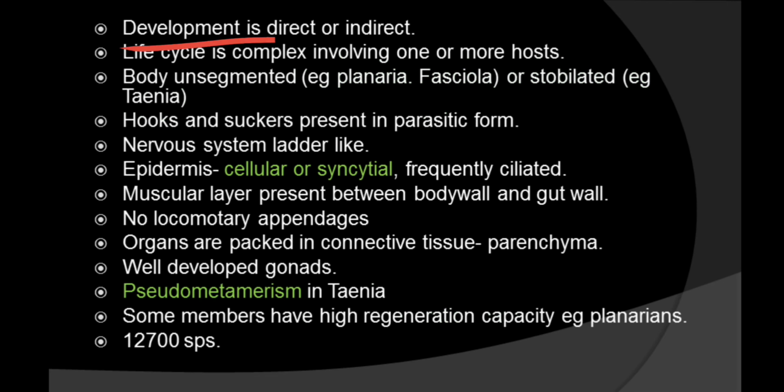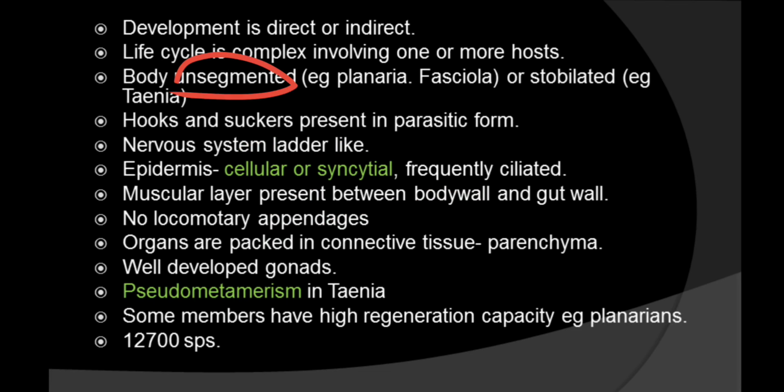Now development is direct or indirect. If the offspring is formed directly, then we call it direct development, and if a larval stage is there, then we call it indirect development. Now the life cycle is complex, involving one or more hosts. As we have seen in Taenia, there are two hosts. One is the human and the other one is the pig. In Taenia solium I am talking about. There are two hosts.